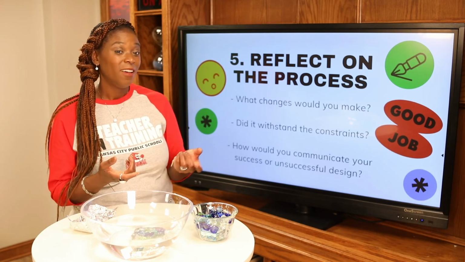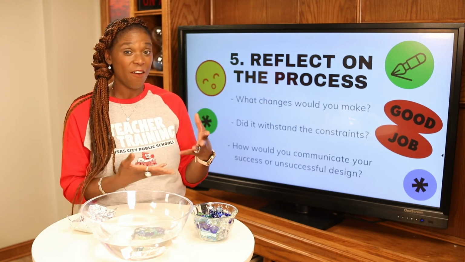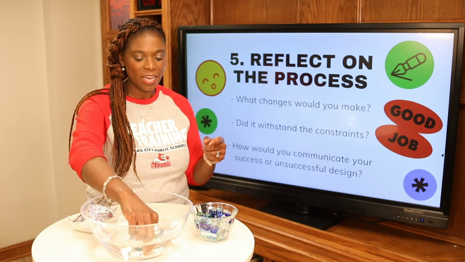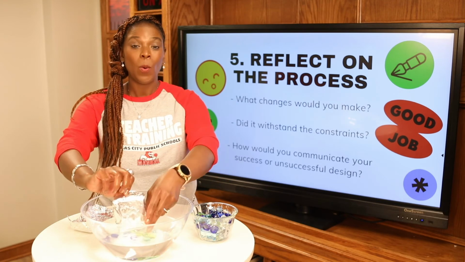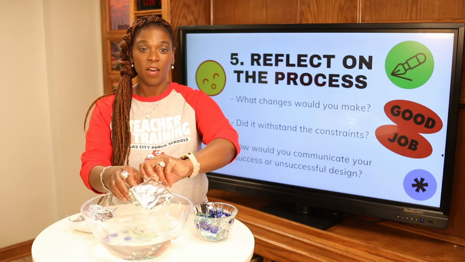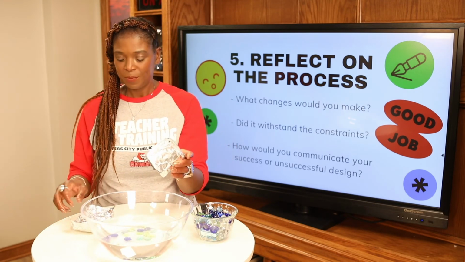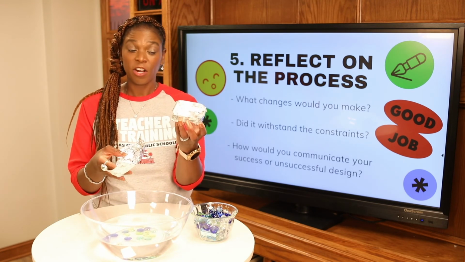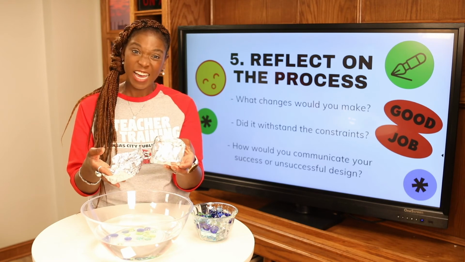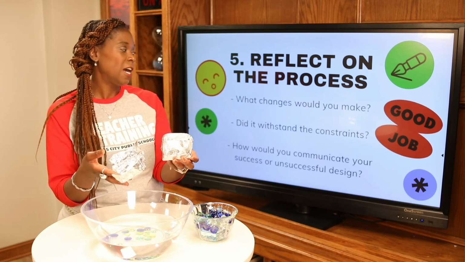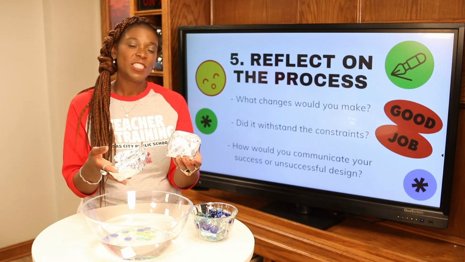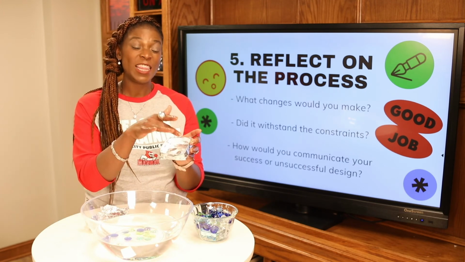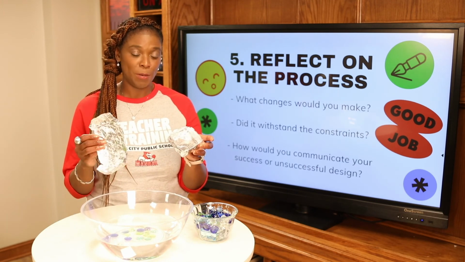Did the new boat have enough reinforcements on the bottom? Were the sides high enough to withstand the weight of the marbles? So let's take a look at the difference. The sides are smaller here. They're a little bit longer here, but that didn't help my design. It did not withstand my constraint. So I was not able to put as many marbles in this boat as I was this first boat.